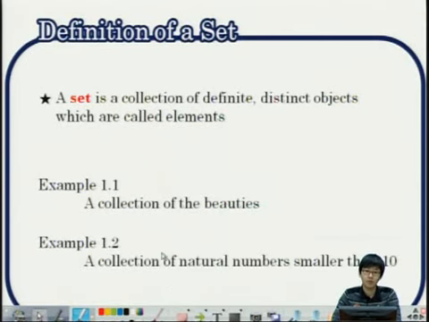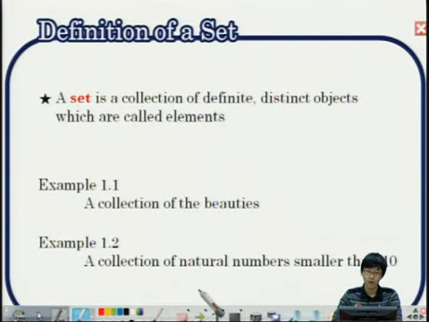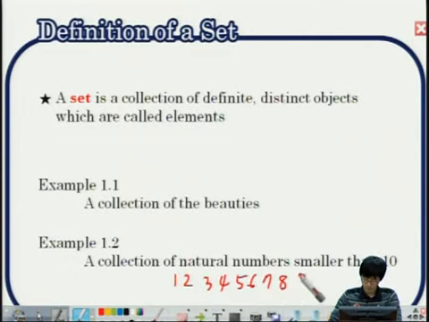An example 1.2. A collection of natural numbers smaller than 10. Is this a set? Yeah, this is a set, because we all know that this is the component.